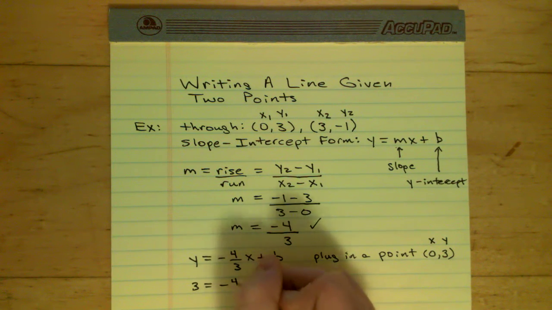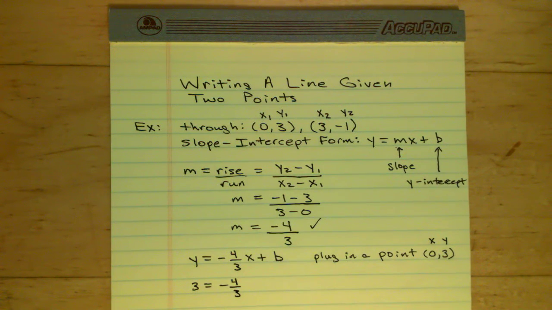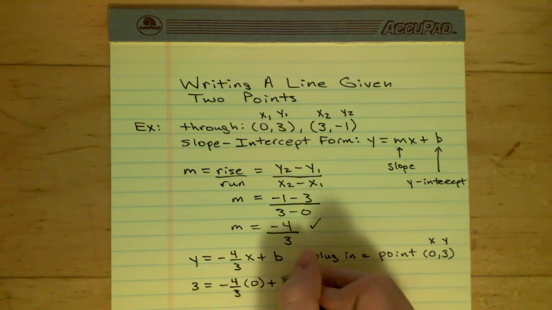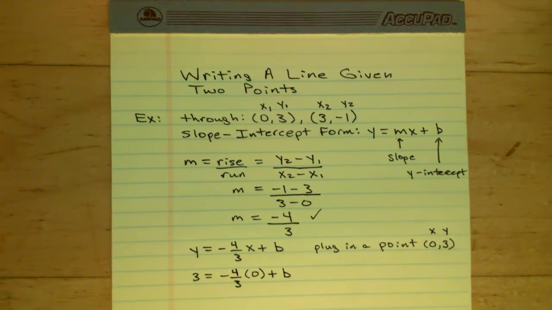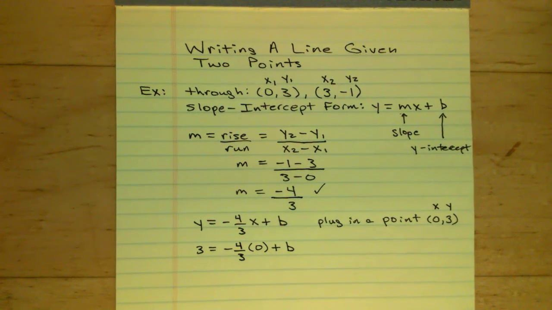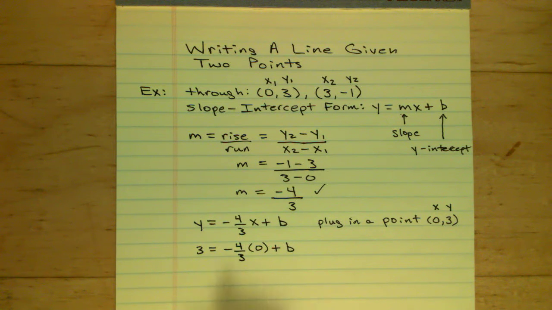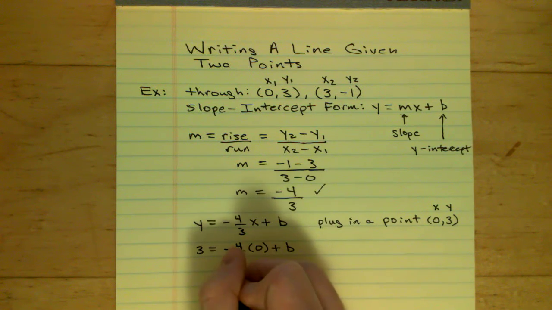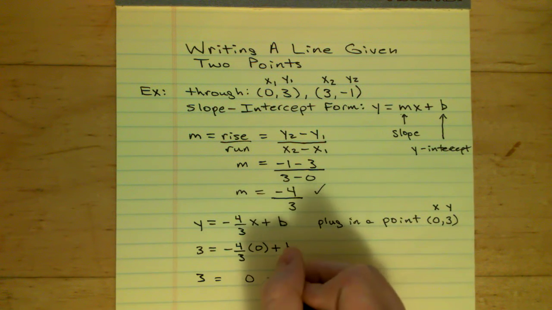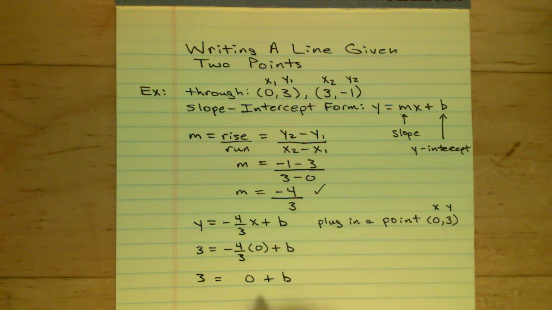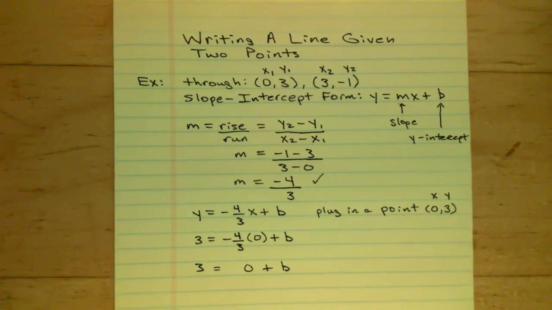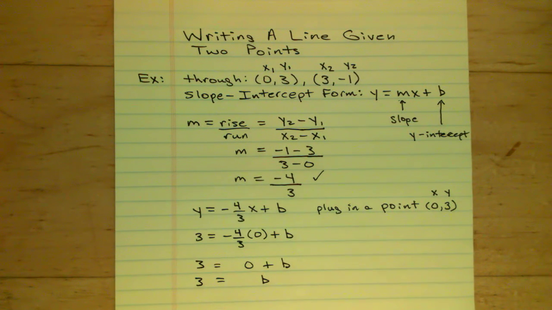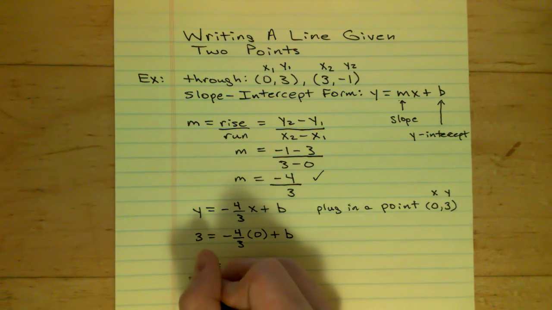My slope is still -4/3. And my x coordinate is going to be 0. And I still have plus b. I don't know what b is yet, but we're about to find out. Now, just solving this for b, I know that -4/3 times 0 is going to give me 0. My 3 comes down, my plus b comes down. I know that 0 plus b is just going to give me b. So now I know what b is. B is going to be 3.